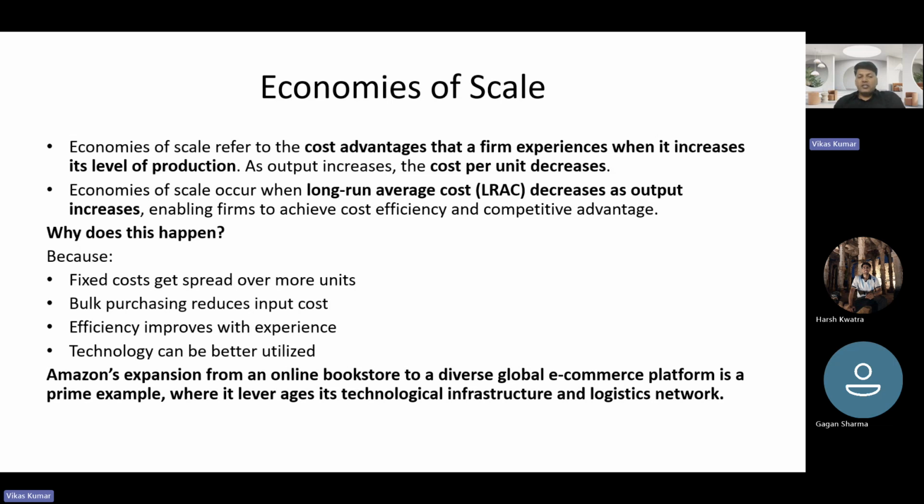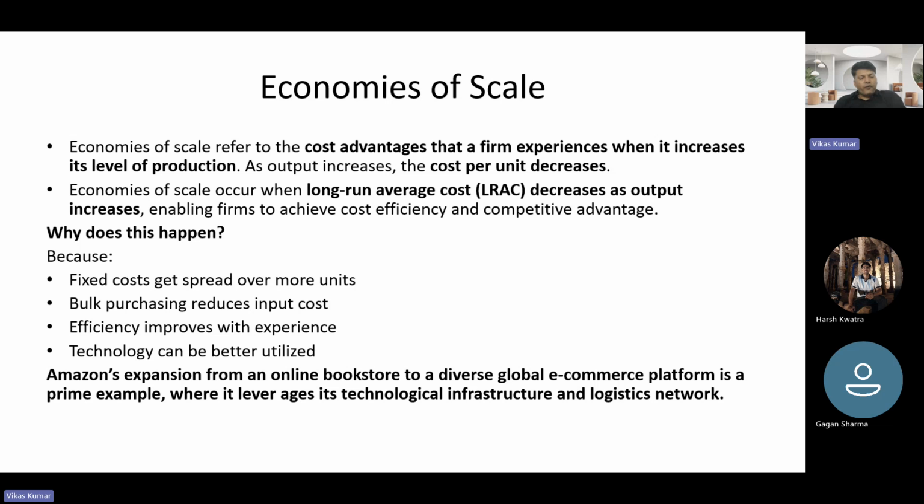Efficiency improves with experience, and technology also plays a major role when it comes to economy of scale. If you are introducing new machinery or new technology during the production process or for standardization, you better utilize your machinery and your resources, and eventually again this will help you reduce the cost per unit.